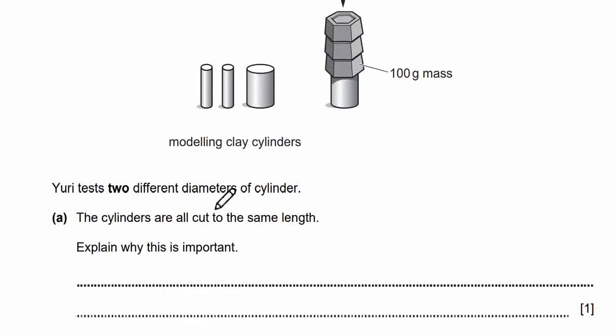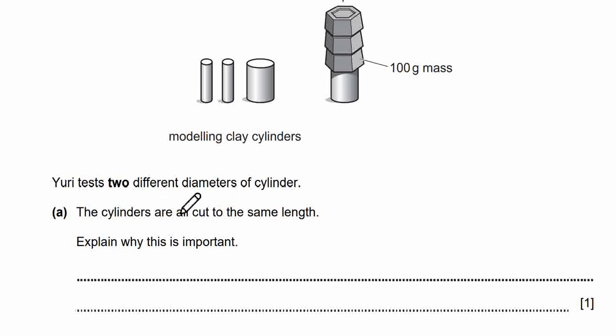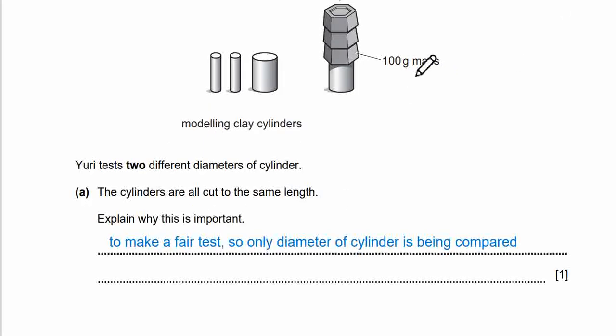Yuri tests two different diameters of cylinder. The cylinders are all cut at the same length. Explain why this is important, the same length. So to make a fair investigation. So we type down our answer: to make a fair test. Only the diameter of the cylinder is being compared because the length is the same. We can compare only one factor, that is the diameter of the cylinder that we change.